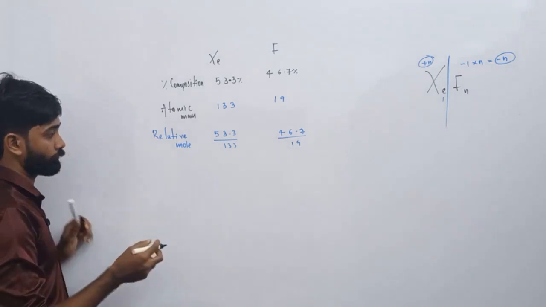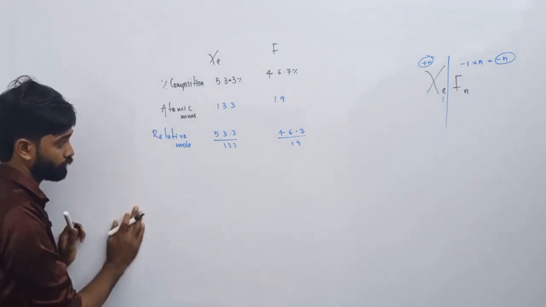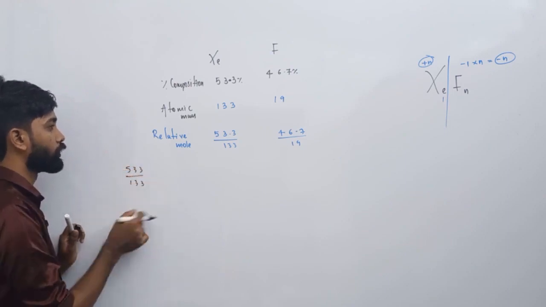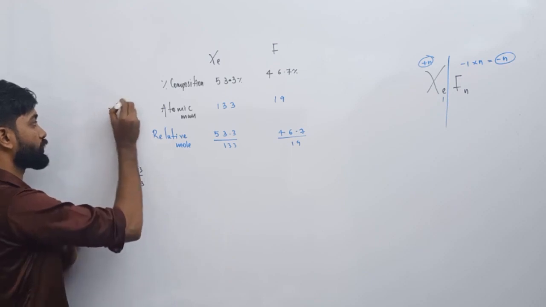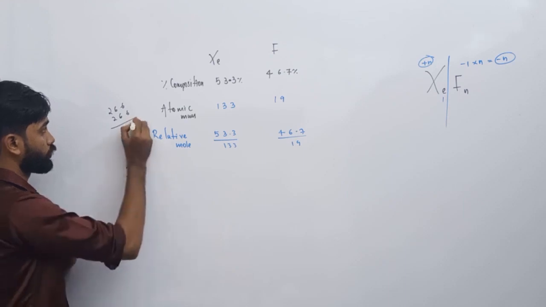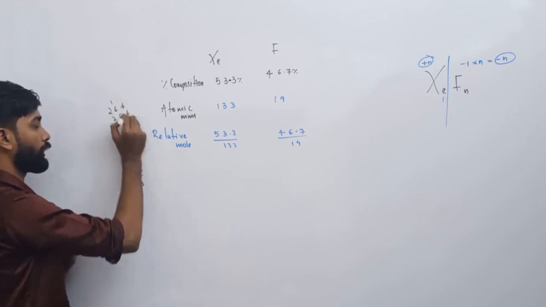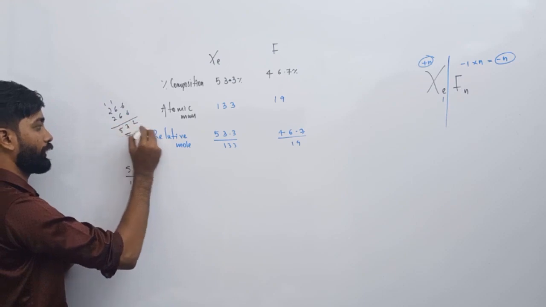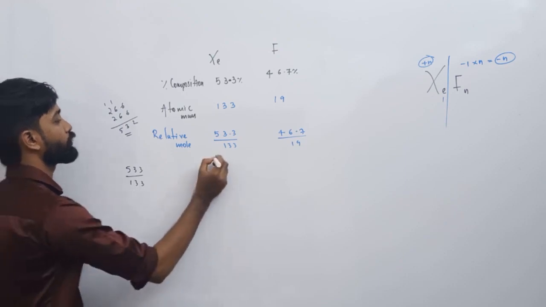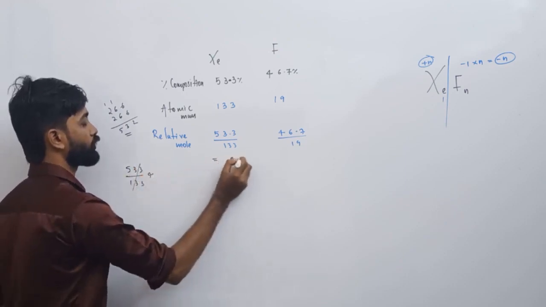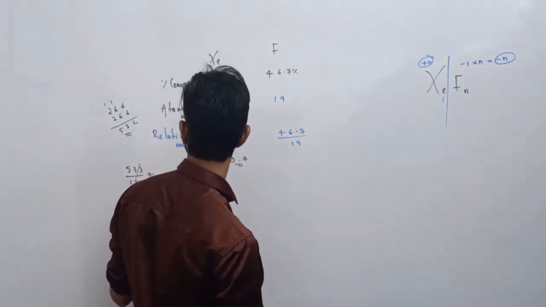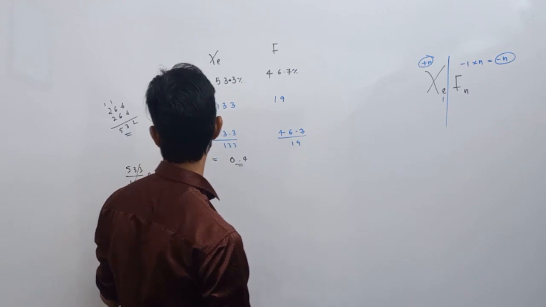And so what about the case? If it is 533 by 133, 266, 266. What will be the answer? 2, 1, 3, 1, 5, 532. Fine. So this will be 4 times. So this will be 0.4. Is it correct? Yeah.